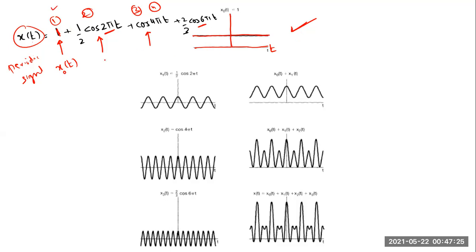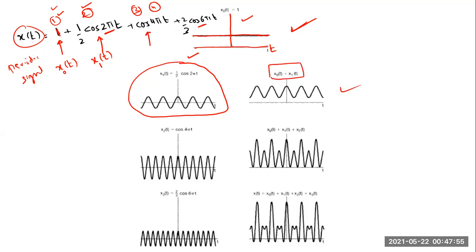Now, if you look at the second component, I am going to call this x1 of t. If you plot this signal, it is going to be like this. This is the shape of the signal 1 over 2 cos 2 pi t. And now if you add the first two components, x0 plus x1 of t, you will get this signal. When you add this constant level signal to this signal, you can see that the signal has shifted up.